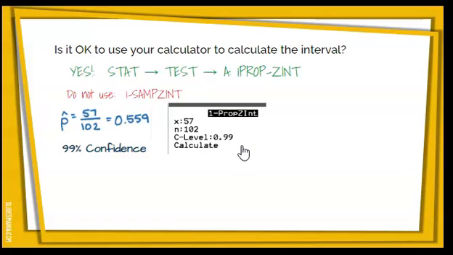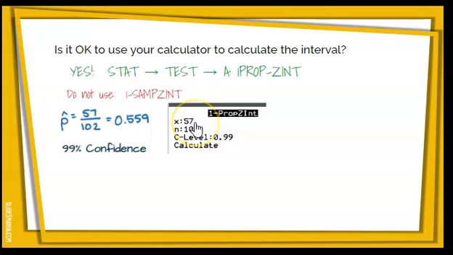It asks you X and N and the confidence level. Notice it does not ask you for p-hat. What you have to know is that X divided by N is the p-hat. So in this problem, we actually had X and N. And we can plug those in.